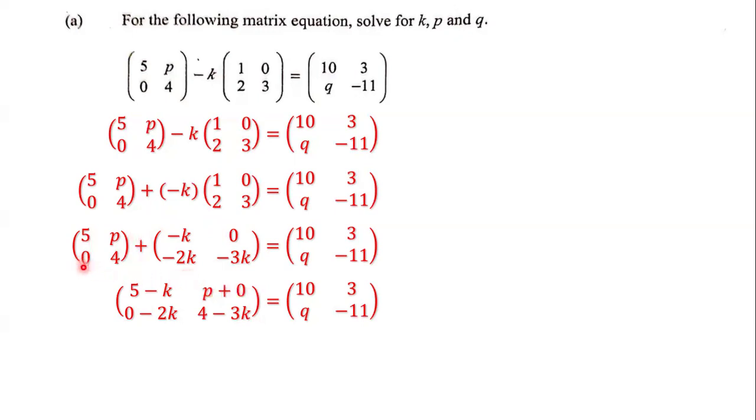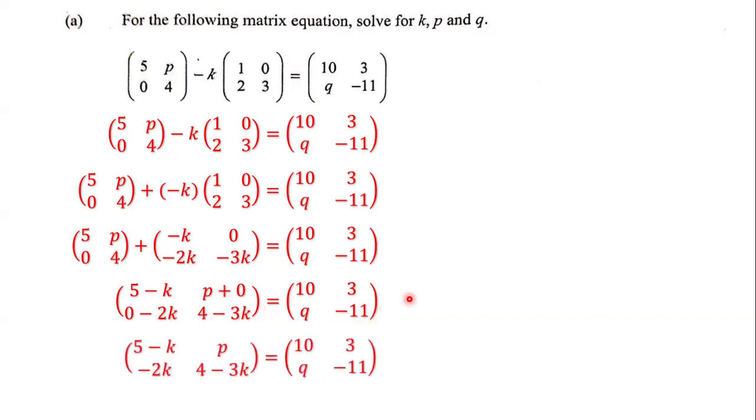Then we have 0 plus negative 2K. A positive and a negative is still negative, so we have 0 minus 2K. Then we have 4 plus negative 3K, which is essentially 4 minus 3K. So we have 5 minus K, P plus 0, 0 minus 2K, P plus 0, 4 minus 3K is equal to 10, 3, Q, and negative 11.